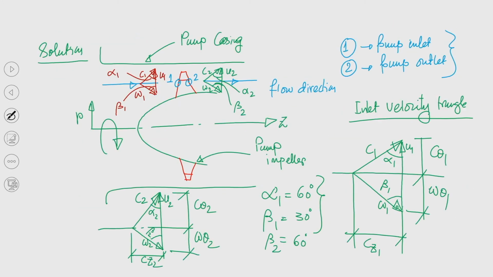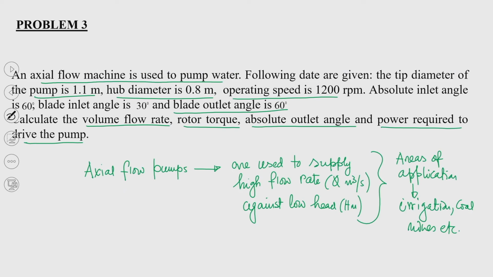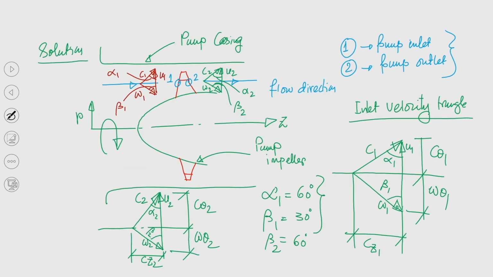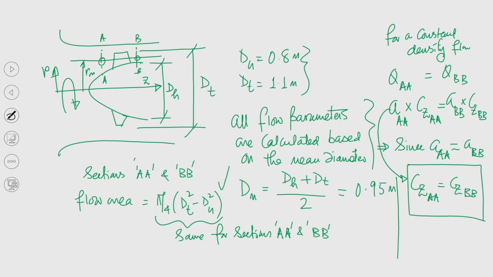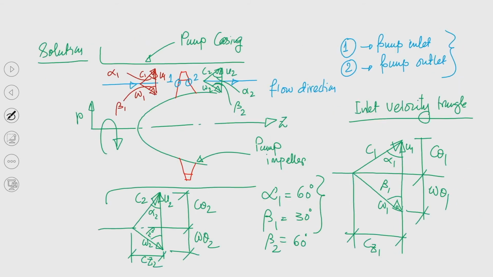So, if we now go to the volume flow rate, first let us focus on this particular part. Before looking at the volume flow rate: rotor torque, absolute outlet angle and power required. Basically we need to calculate the absolute outlet angle, that is very important. We need to calculate the absolute outlet angle here, alpha 2.